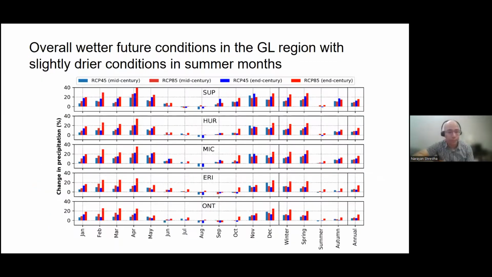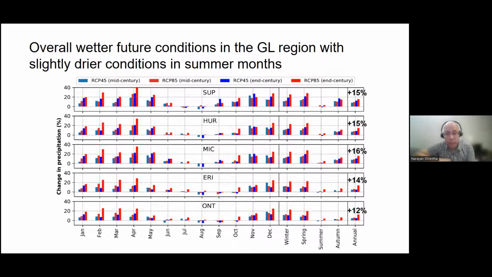Next slide. So in terms of monthly, seasonal, and annual time scales, what we have seen is overall wetter future conditions. Frank, you have to click because I have some numbers in the slide. Yeah, so in the annual time scale, what we have seen is overall wetter conditions in the Great Lakes land region.